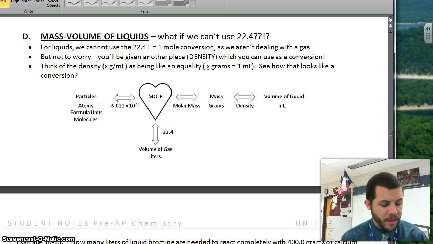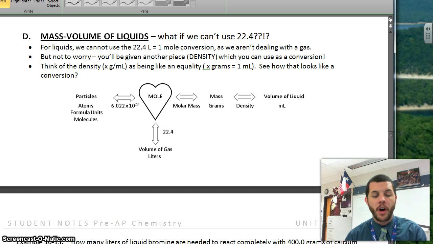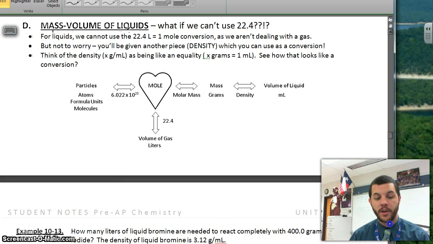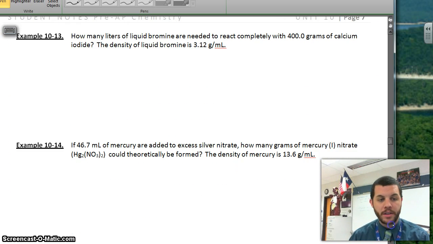All right, we've got another kind of reaction stoichiometry problem that we're going to do. This one gets us from mass to volume of a liquid, and we're going to use another conversion factor. This one is going to be the conversion factor of density. So let's dive right on into a problem.